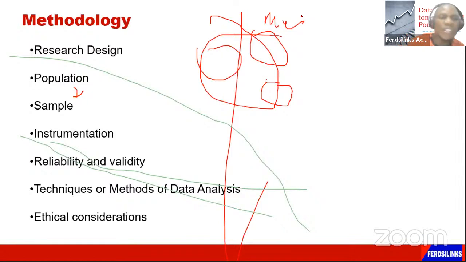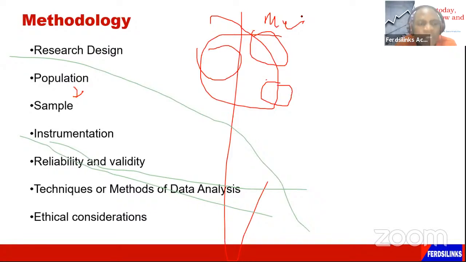Now, instrumentation simply means how are you going to collect your data, right? Which techniques are you going to use to collect the data? And how are you going to do it? Are you going to use questionnaire? Are you going to use interview guides? Are you going to use checklists? Are you going to use maybe focus group discussion? Or what method or what tools are you using?